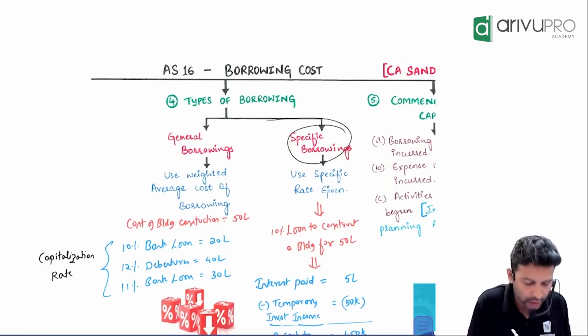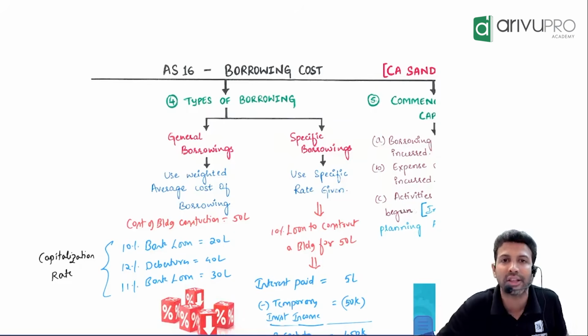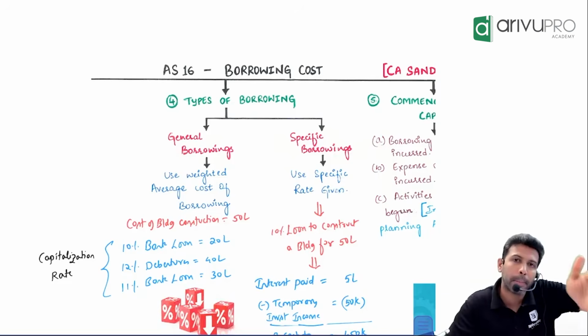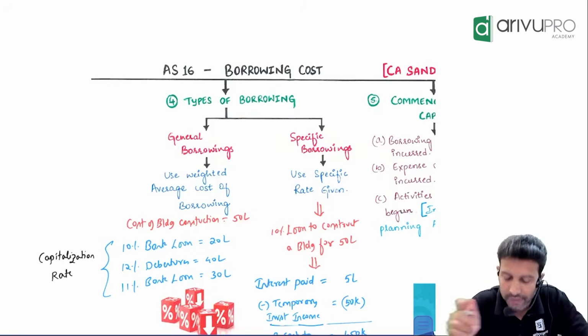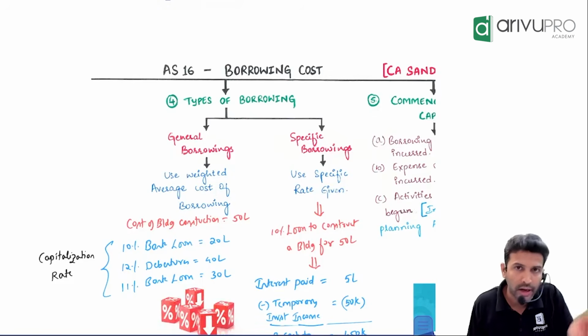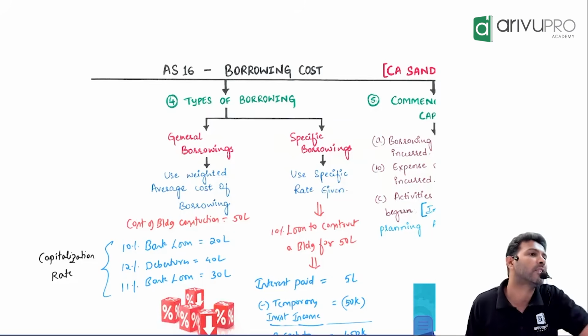If you have taken a loan, and you are able to identify for what purpose that loan is utilized, we call such a loan what? Specific borrowing. If you are able to find out its utilization clearly, then it is a specific borrowing.